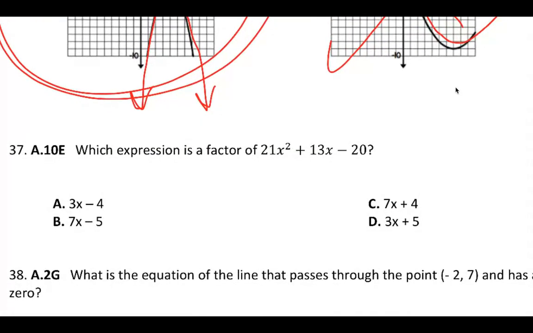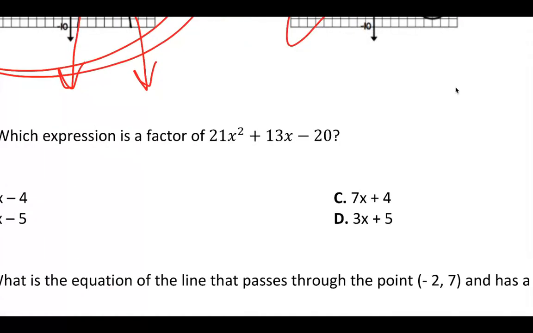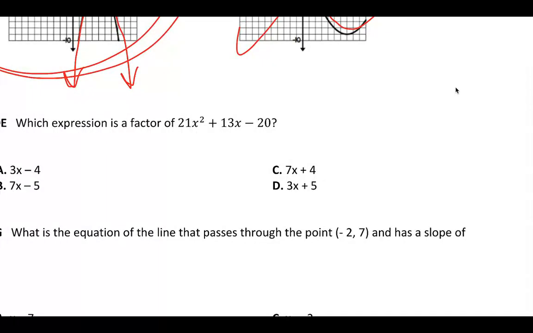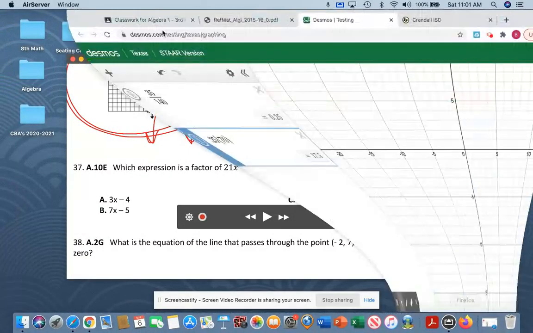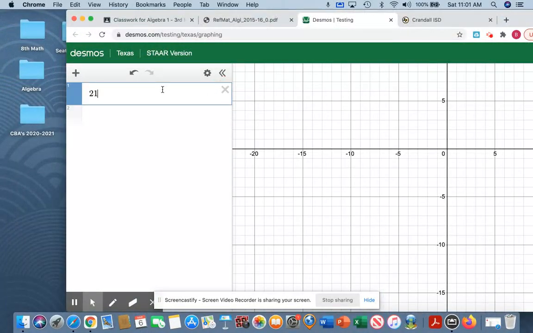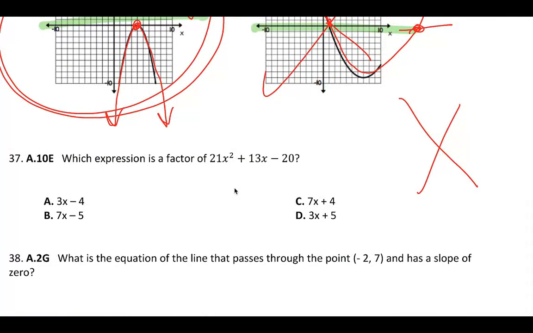Which expression has a factor of... okay, so I need to do an X puzzle. I need more space. So 21 times negative 20 is negative 420. Whoa. And then I bring my B down, which is 13. So things that multiply to negative 420.